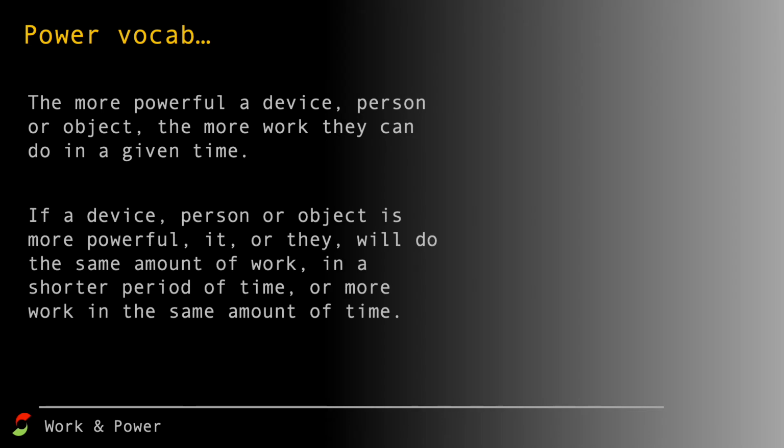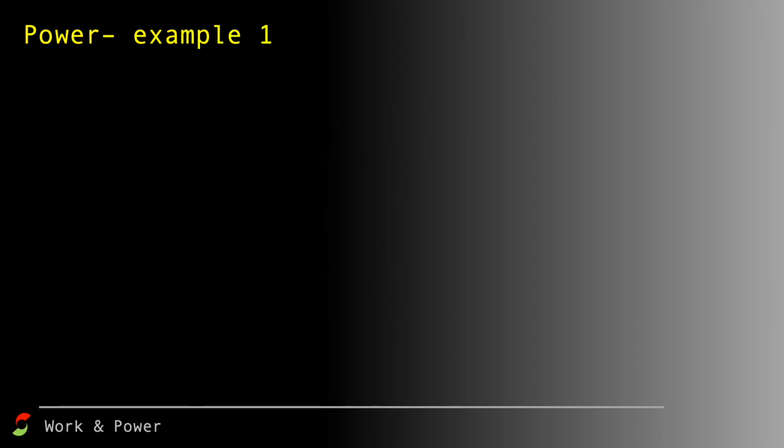Or we can say that a person or object is more powerful if they or it will do the same amount of work but in a much shorter period of time. That means that they are more powerful. So you can refer to power or powerful in those terms, i.e. how much work they are doing in a specific amount of time. So let's have a look at some of the mathematical examples.